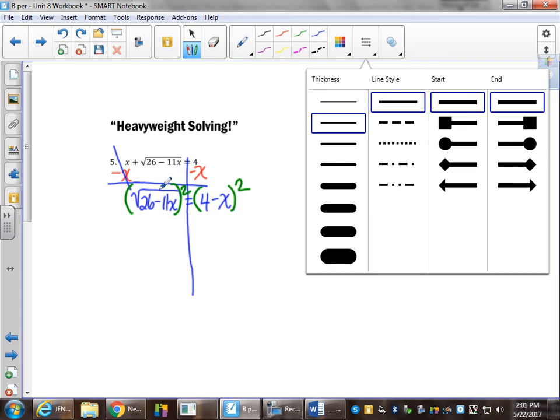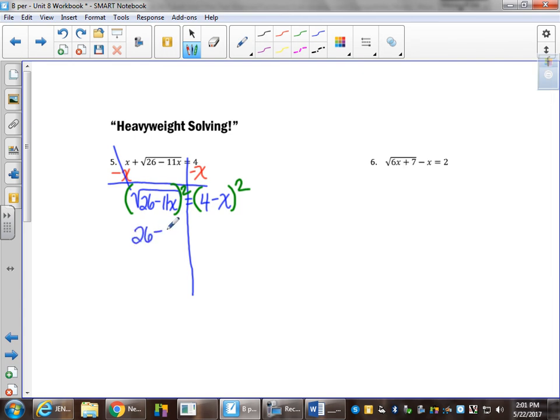So on the left side, the square and the square root cancel, leaving behind 26 minus 11x. This is where our heavyweight comes into play, that heavyweight title. 4 minus x squared really means 4 minus x times 4 minus x. So for right now, on the left side, leave that alone. We're going to use our arrows to distribute. 4 times 4, 16. 4 times negative x, minus 4x.